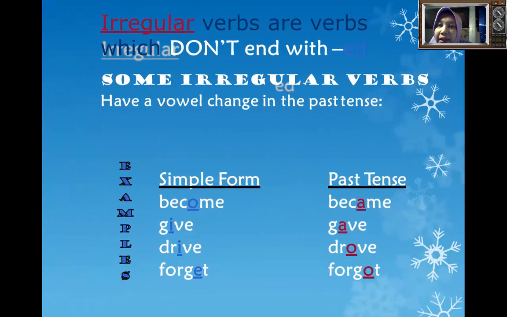And how about irregular verbs? Irregular verbs are verbs which don't end with ed. And some irregular verbs have a vowel change in the past tense. Example, become becomes became. Give becomes gave. Drive becomes drove. Forget becomes forgot.